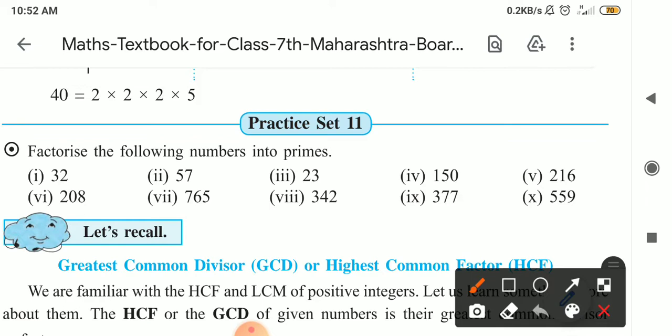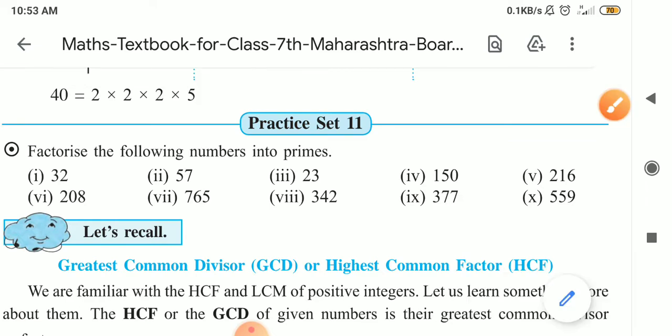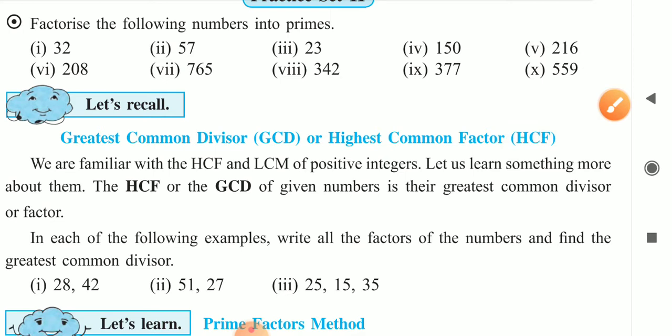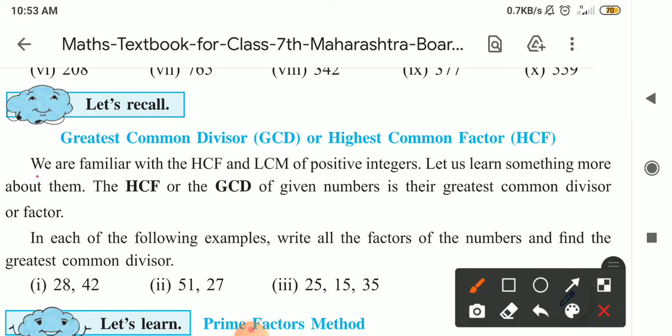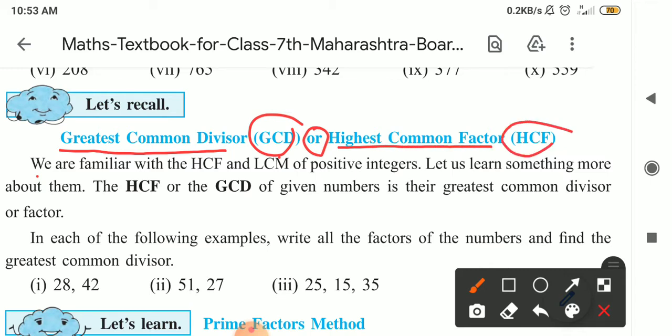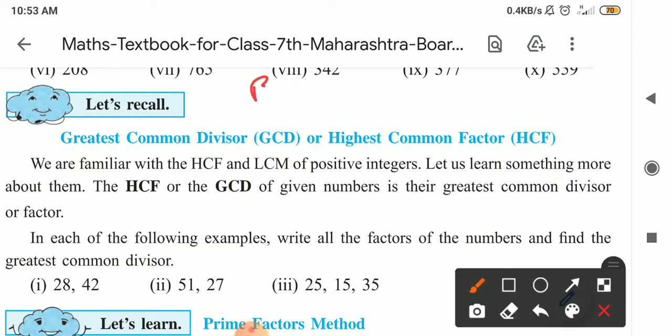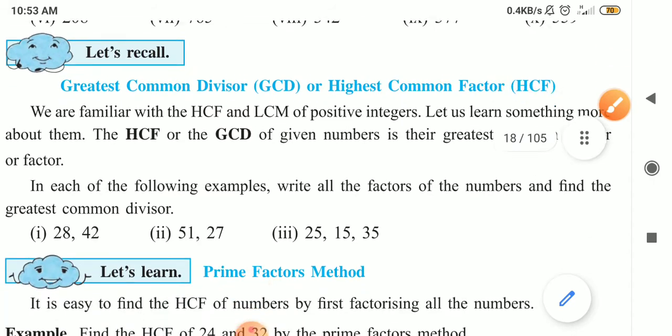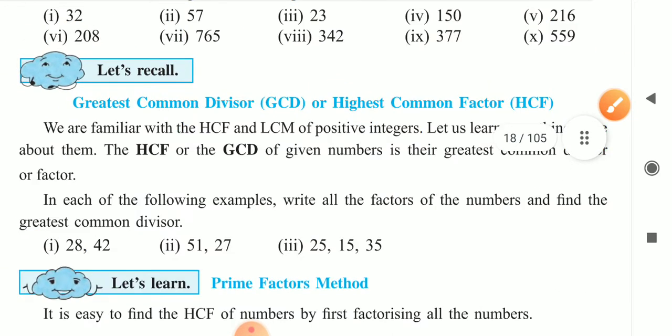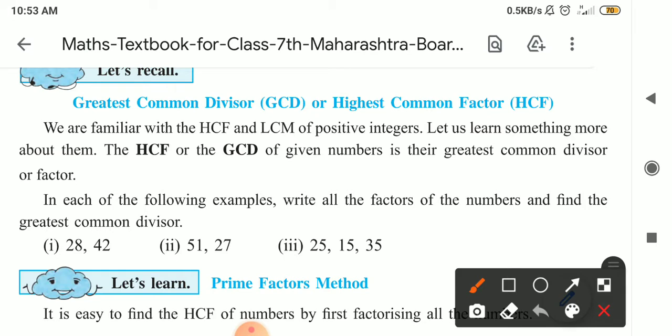Once you understand how to find the factors, it is easy to find the GCD. GCD's long form is greatest common divisor, and HCF means highest common factor. Both meanings are the same. In the exam, if they ask you to find the GCD of the following numbers, you have to find the HCF, and if they ask for the HCF, you also find the HCF.